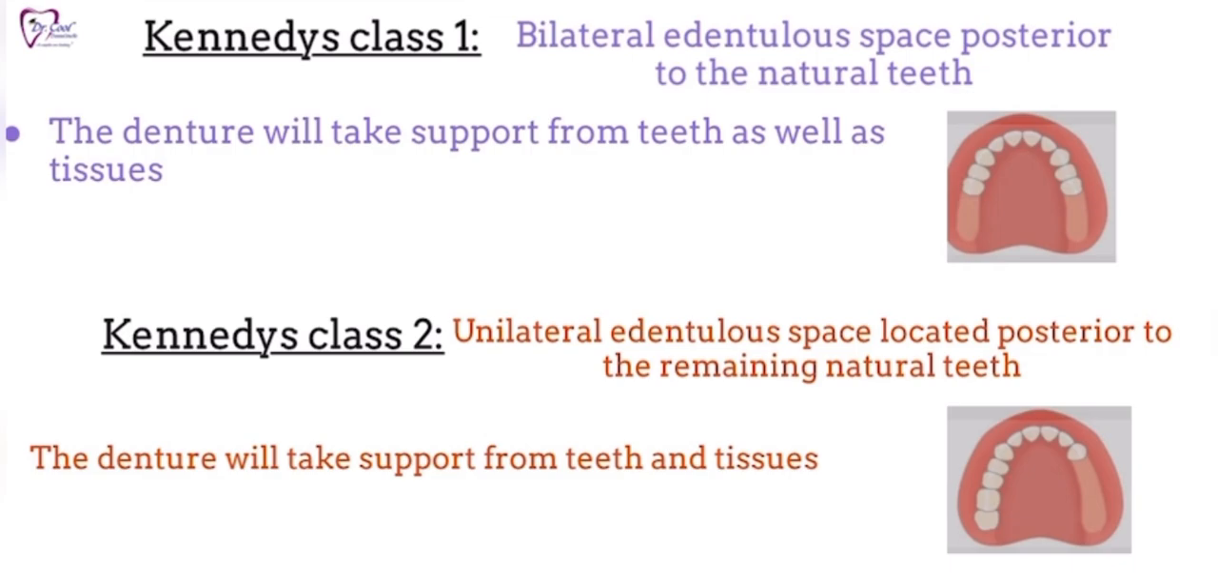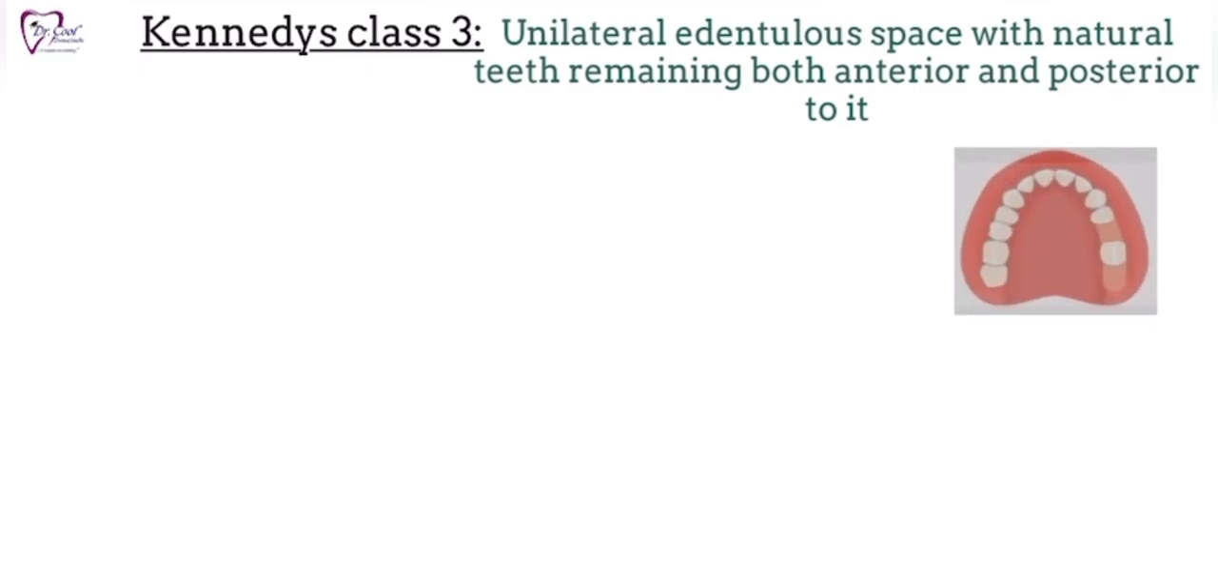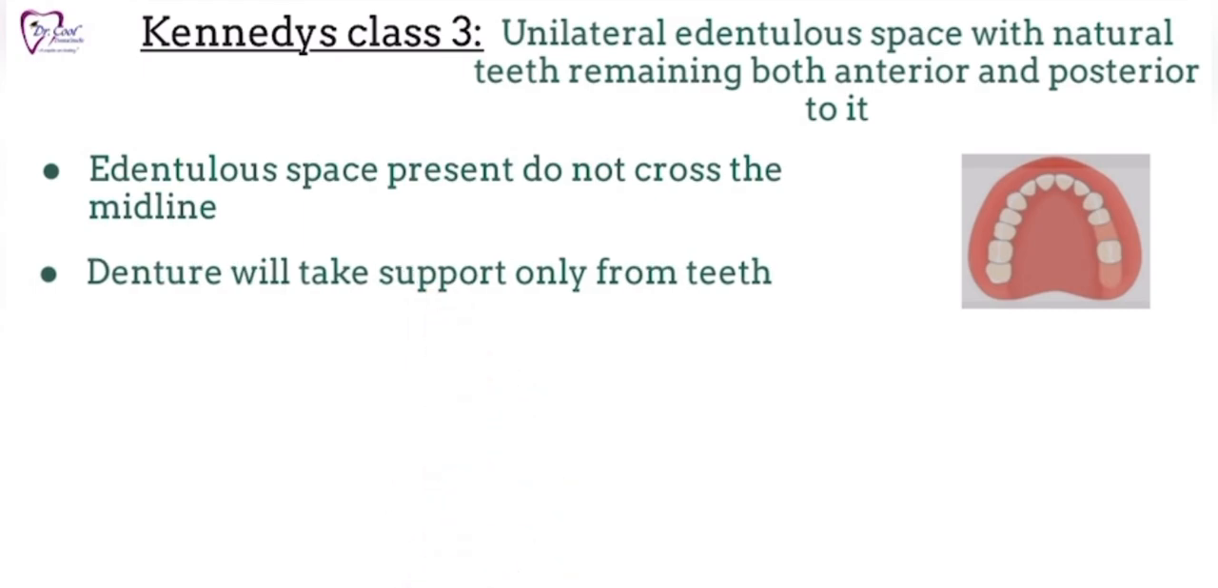Okay. Coming to class 3. It is a unilateral edentulous space with natural teeth remaining both anterior and posterior to it. In the diagram, you can see the edentulous space which is not crossing the midline. Here, the denture will take support only from the teeth.